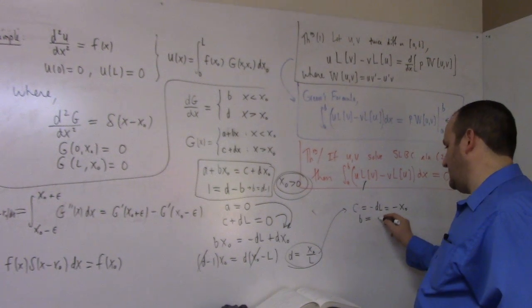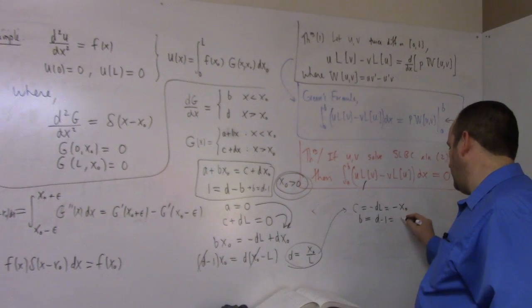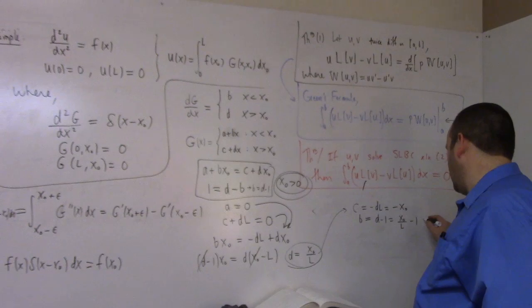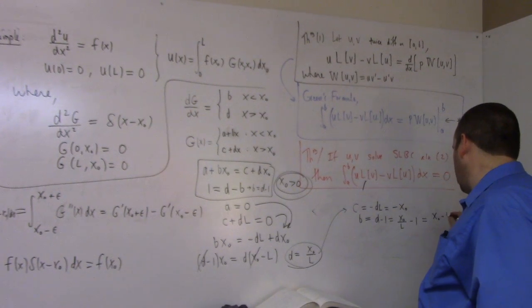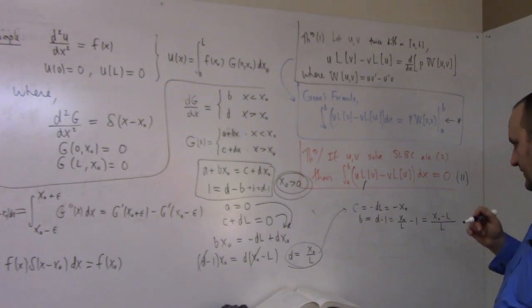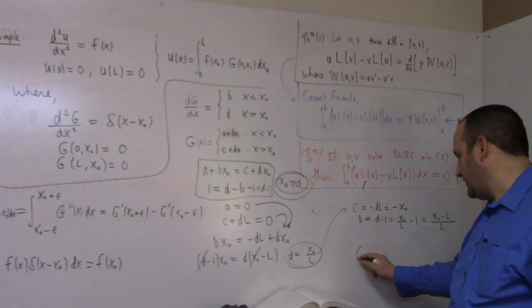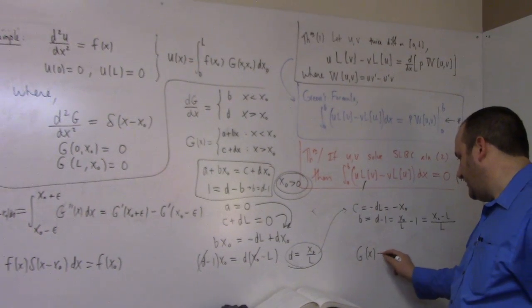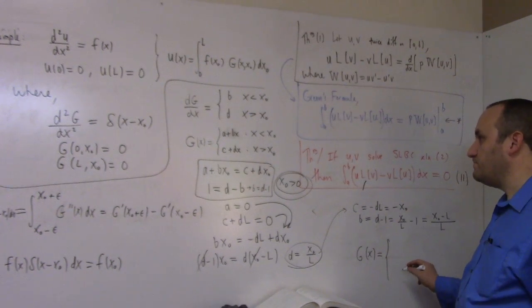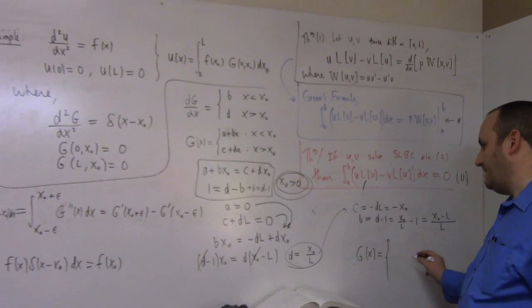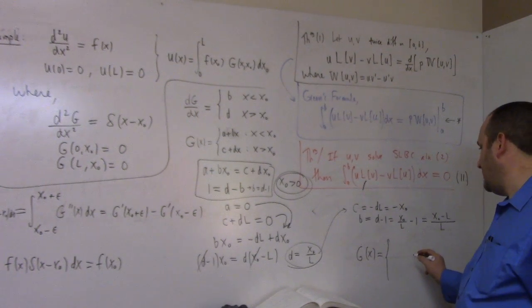Oh, D minus 1, right? So x naught over L minus 1, which I guess we should write as x naught minus L all divided by L. Probably a better way to write that. Let's see here. So let's collect our results. We have g of x is what? It is equal to, A was 0, B was this thing.